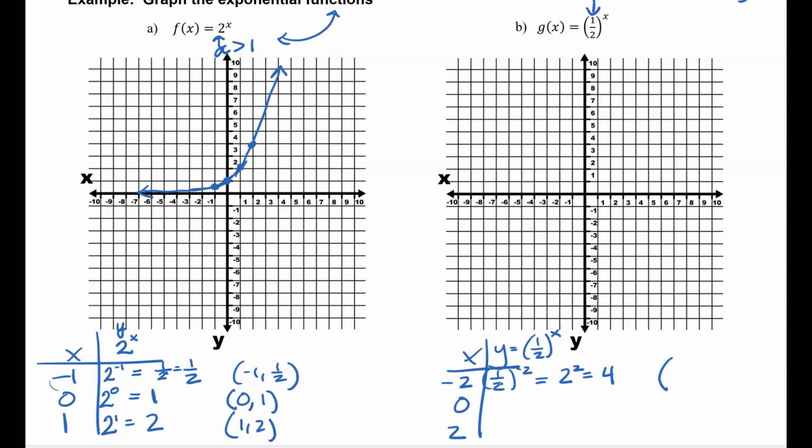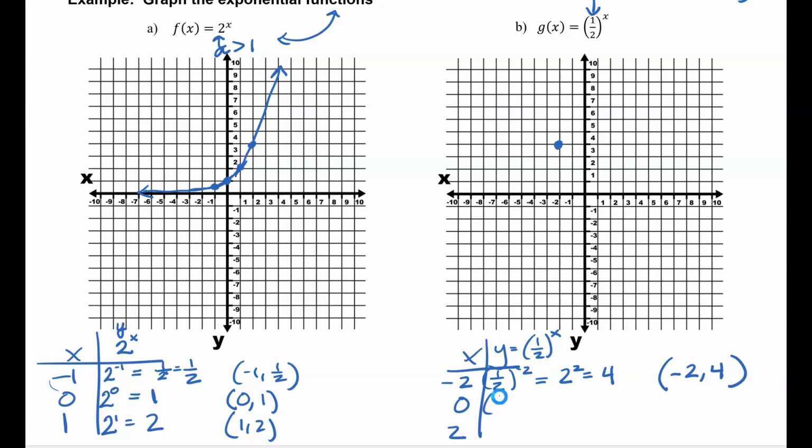And again, you can put this in your calculator, 1/2 raised to the -2 power, and you end up getting +4. So the point is -2, 4. That corresponds with what I just did there. So -2, 1, 2, 3, 4, +4.